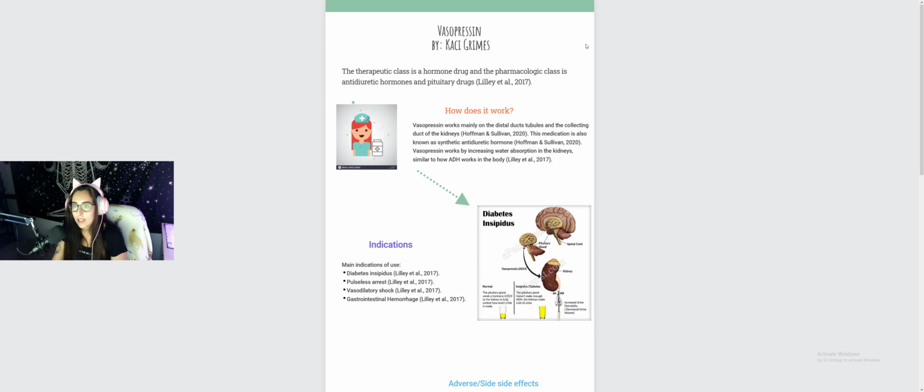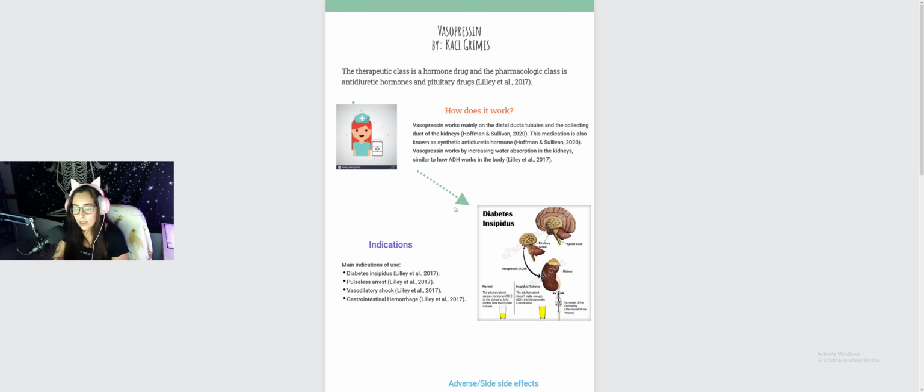The therapeutic class is a hormone drug for vasopressin, and the pharmacologic class is an antidiuretic hormone and a pituitary drug. So how does vasopressin work? Vasopressin is also known as synthetic antidiuretic hormone, ADH. It works mainly on the distal tubules and the collecting ducts of the kidney. What we know about ADH is that ADH is responsible for water reabsorption in the body, so vasopressin works by increasing water absorption in the kidneys, similar to how natural ADH works in the body.